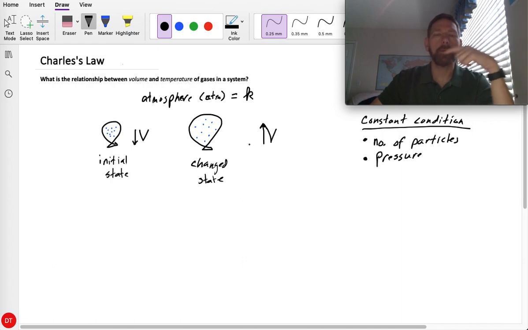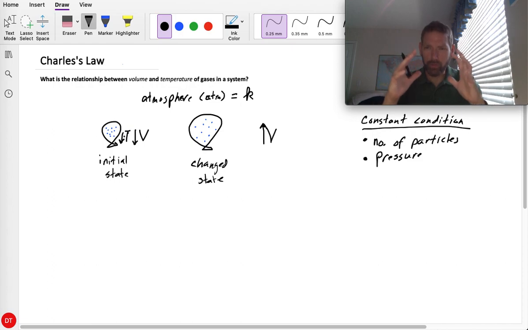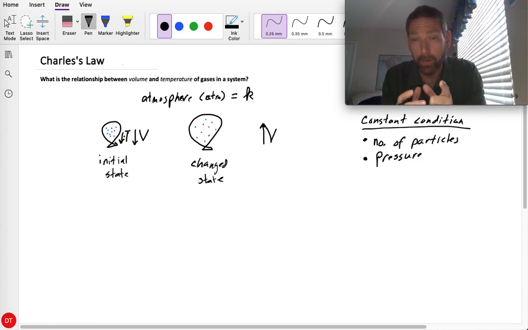So let's think about this. If you put it in the freezer, you decrease the temperature. You remember from elementary school that the balloon shrunk. It took up less space, which means a decrease in volume.